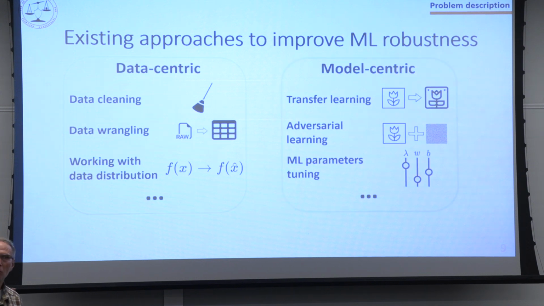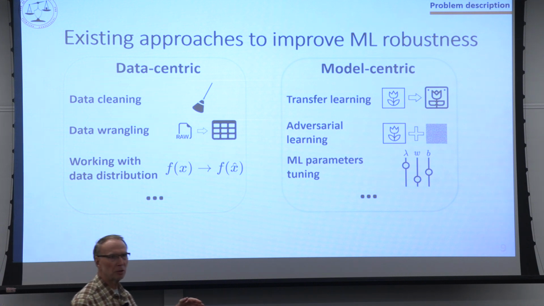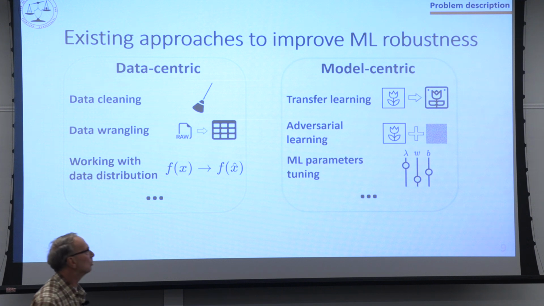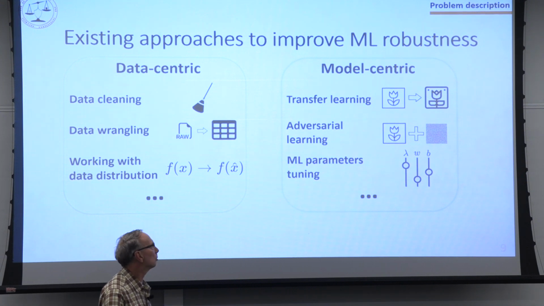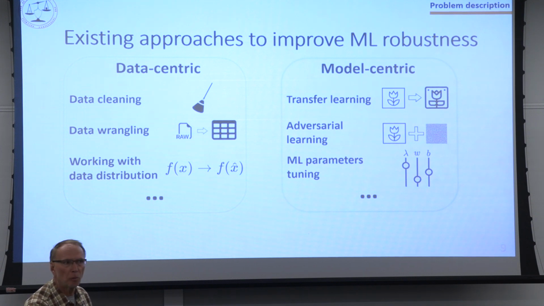So again, people have been trying to address this problem, but again, the biggest problem, in my opinion, is that we have a lot of people working on it, but everyone is an expert in their own field. So there are quite a few techniques and solutions which could be called data-centric. And again, we can try to improve data quality by doing certain data processing, pre-processing, cleaning, wrangling, working with data distributions. And again, quite a few examples have been demonstrated over these couple of days. Another possible technique is model-centric. And again, quite a few examples have been demonstrated. We can talk about transfer learning, adversarial learning, machine learning parameter tuning, and some other techniques.